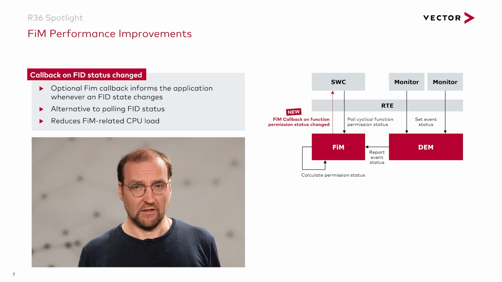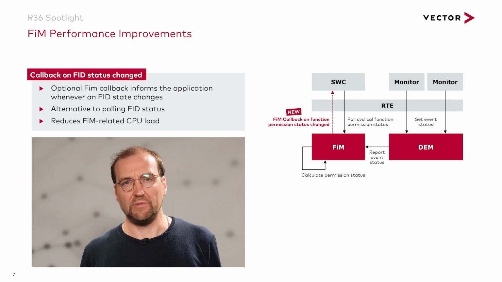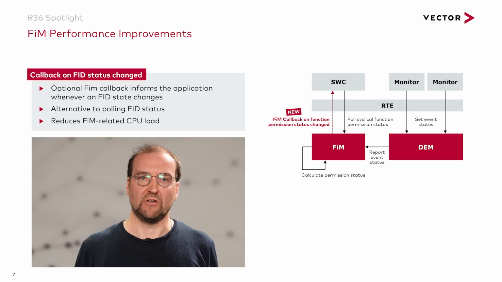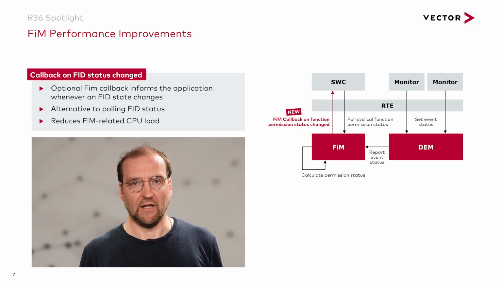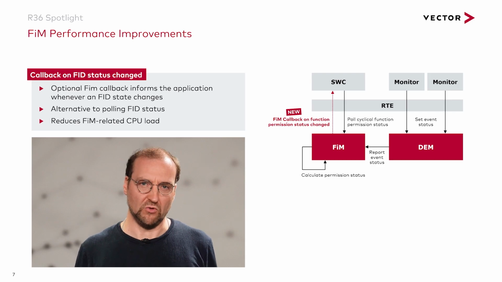Instead of polling, the application can be notified directly when a fit status changes. This callback-based approach acts as an alternative to cyclic polling and leads to a significant reduction in FiM-related CPU usage.